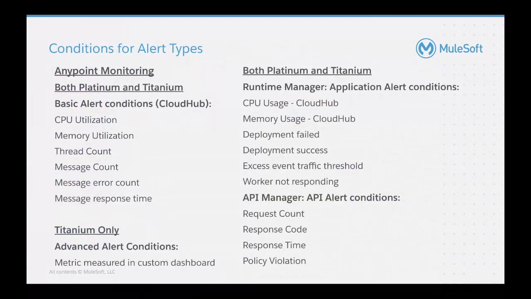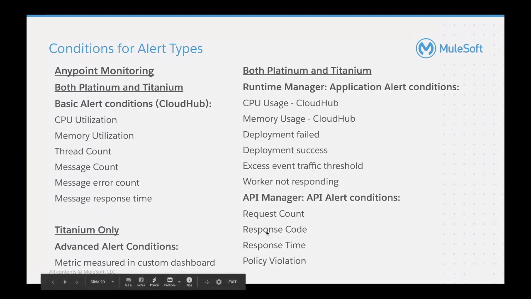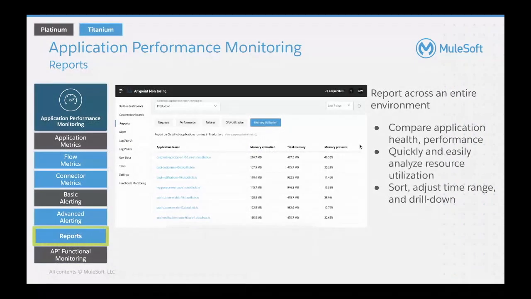And same thing, reports. We spoke about that. The alert types, like I said, in Runtime Manager, you have deployment failed, worker not responding, your node is down in an on-prem environment. You have those options in Runtime Manager. And in API Manager, if a policy violation happens, or a response time issue, you can set up those in addition to what you get in Anypoint Monitoring. And reports, like we said, to compare the application health and performance.